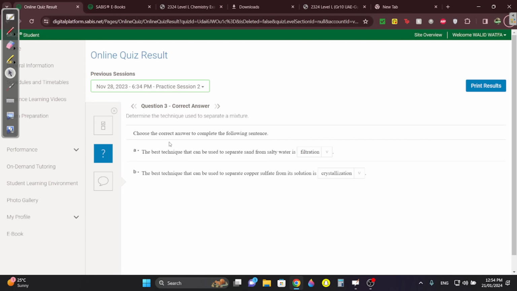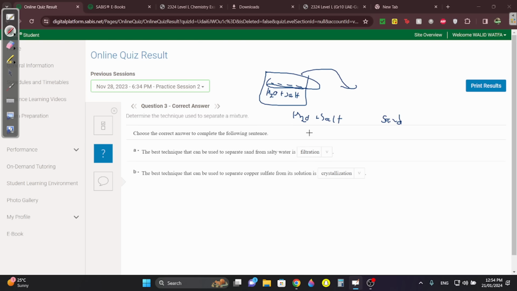Question three. The best technique that can be used to separate sand from salty water is filtration. Okay, they want to separate sand from salty water. They don't want to separate sand, salt, and water. So they would have salty water, H2O plus salt, and then they would have the sand above it. To get rid of the sand, obviously we filter it, right? And then you're going to be left with salty water, and you have sand here. But if they asked you to separate the salt after that, you would say distillation. But then what do they want? They only want to separate the sand, so you filter it.